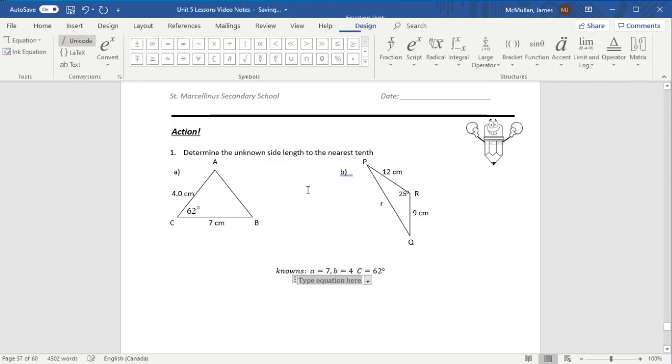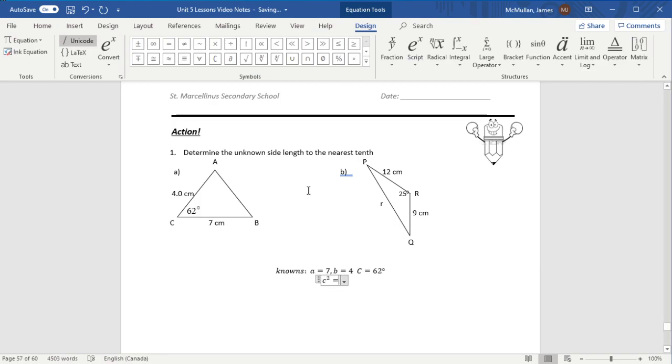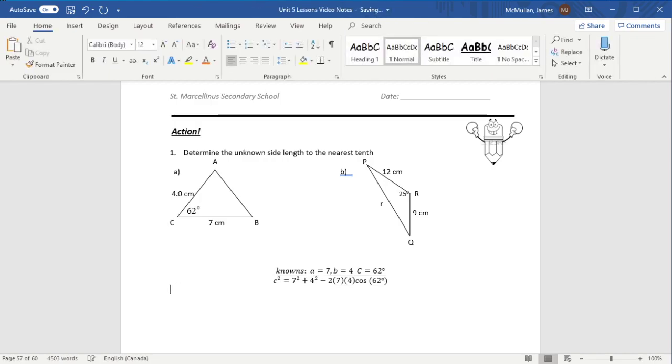Okay, so I know that the way I'm going to set this up, C is going to be isolated. It's going to be 7 squared plus 4 squared minus 2 times 7 times 4 times cos of 62 degrees. Okay, and what this is going to do is it's going to enable me to find C. Now, this question says determine the unknown side length. I don't actually see which side they're talking about. I guess they must be talking about this because we already know the other two, so never mind.